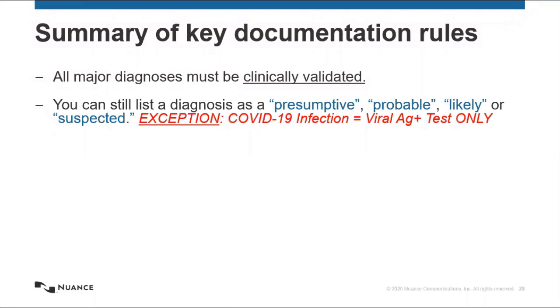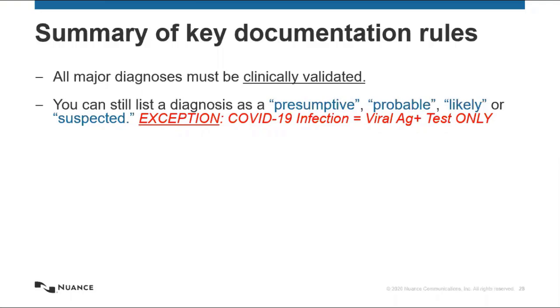You can list the diagnosis as a presumptive, probable, likely, or suspected diagnosis, and it will be coded as that diagnosis unless and until you present clinical information that indicates another diagnosis. There's an important exception here. COVID-19 infection, you cannot say presumptive, probable, likely, or suspected and have that coded. You must specify that you have a positive viral antigen test in order to use the term COVID-19 for infection.